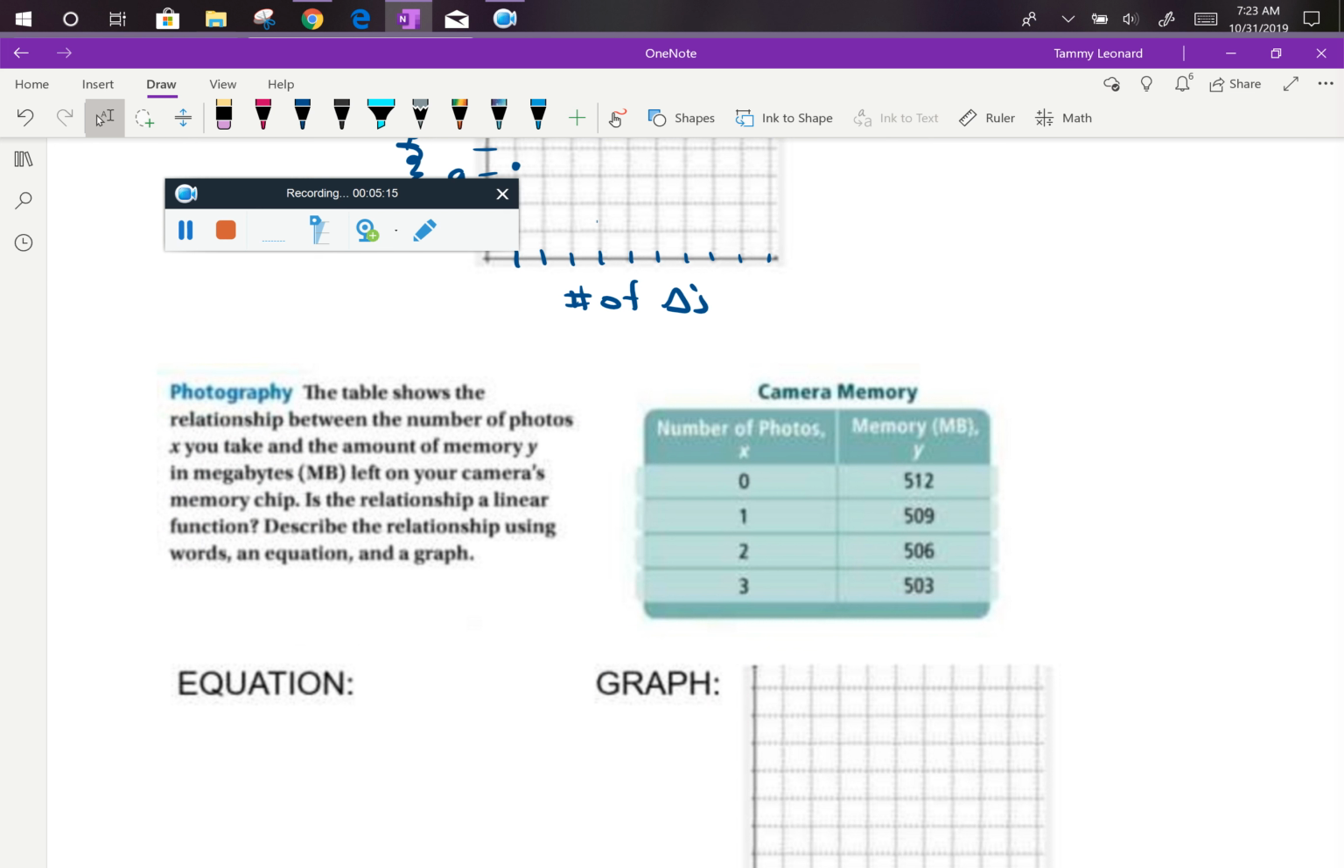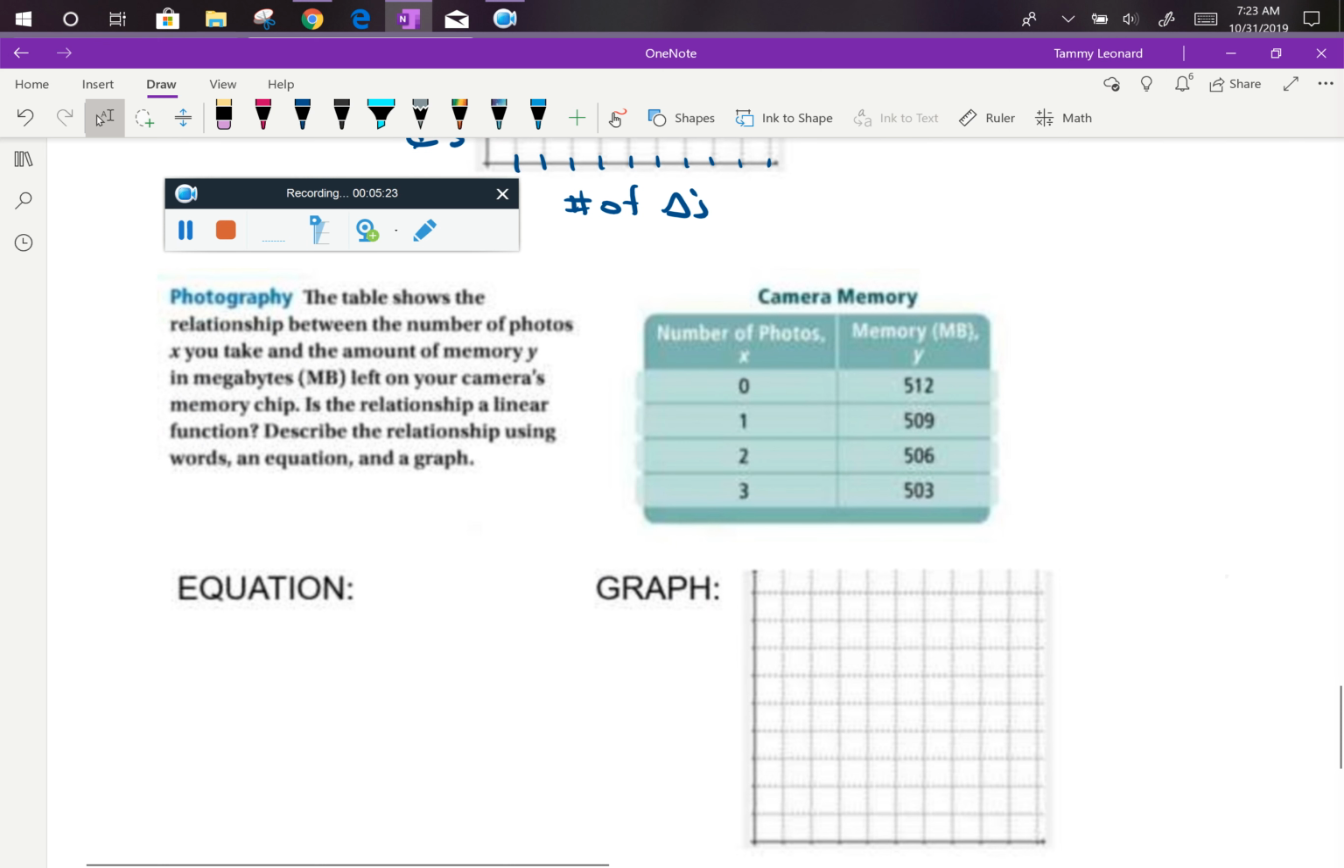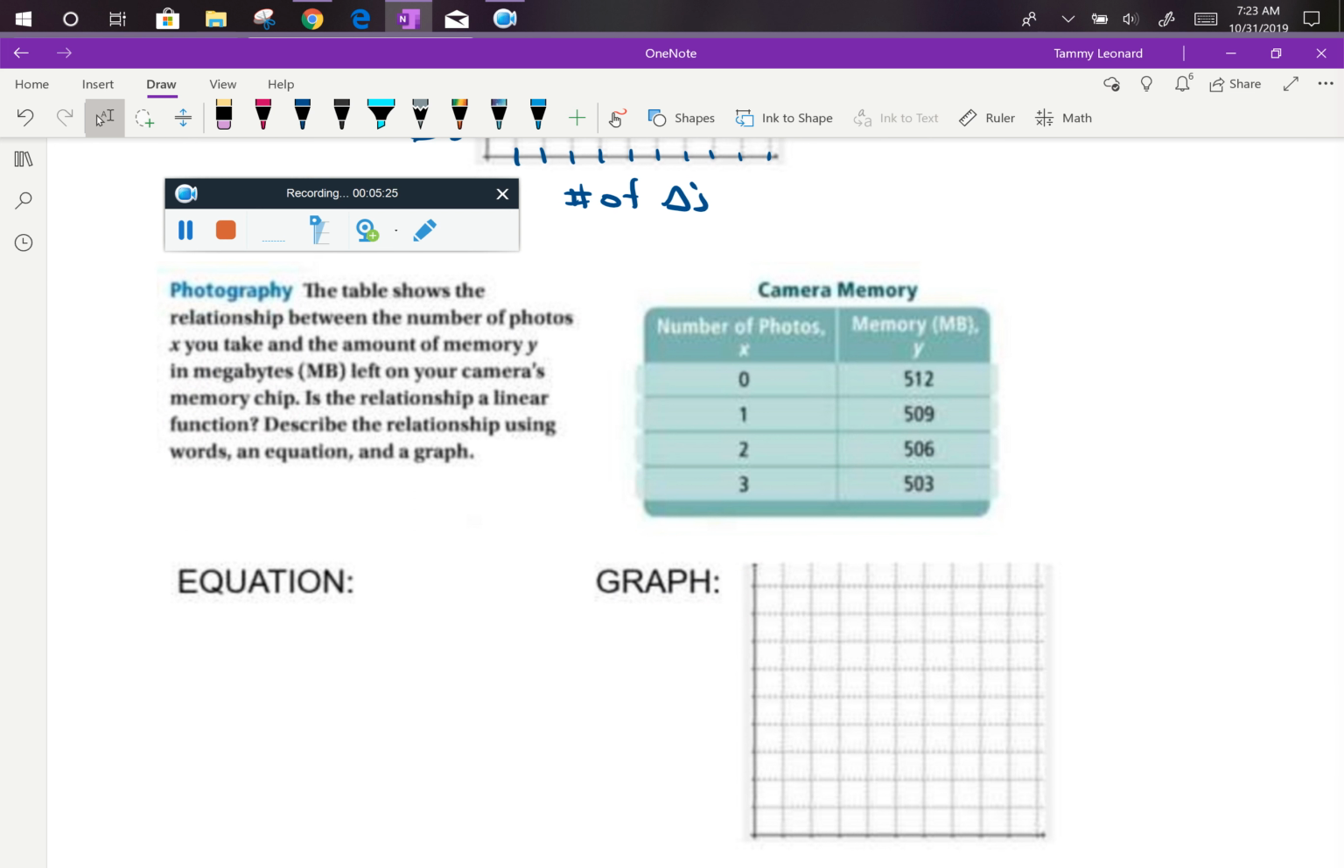All right, looking at the next part of this, what to do notes. It says a photography application. The table shows the relationship between the number of photos you take and the amount of memory in megabytes left on your camera's memory chip. Is the relationship a linear function? Describe the relationship using words, an equation, and a graph.